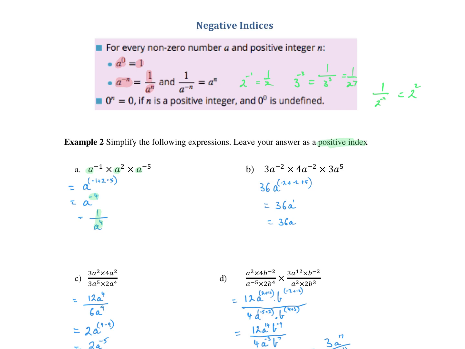Similar, let's just group our numbers. 3 times 4 is 12, times 3 is 36. These are all base a, so a to the power of -2 plus -2 plus 5. And so that gives me -4 plus 5, which is 1. And we will just leave that as 36a.